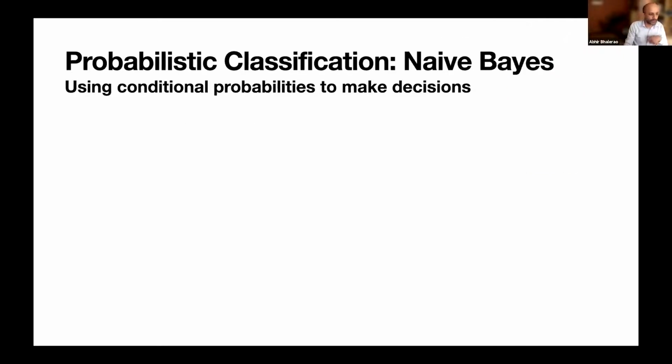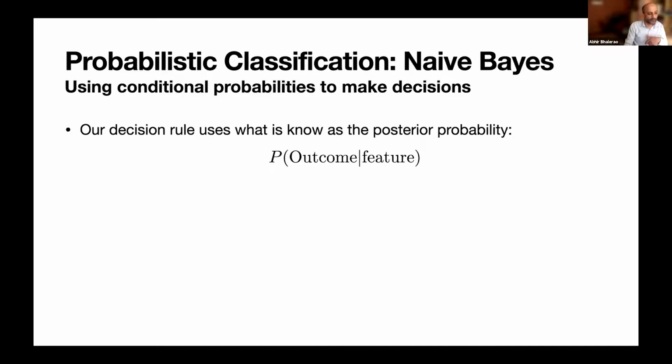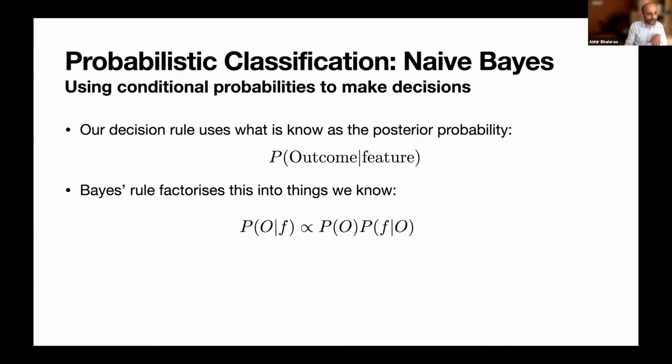Okay, so how do we use Bayes' rule to make our decisions? Well, we have to turn our decision slightly the other way around. We have to find the probability of the outcome given the feature. Remember, we used this distribution where we have the feature probability given the outcome. Well, we need to calculate something different. And it turns out Bayes' rule factorizes this exact thing, known as the posterior probability.